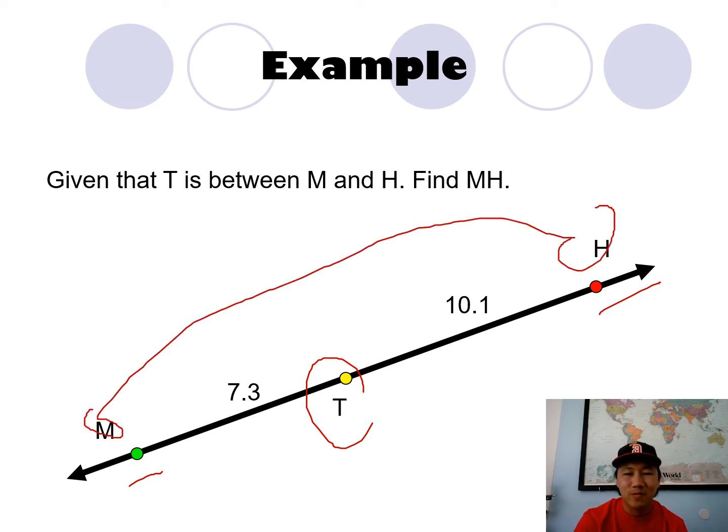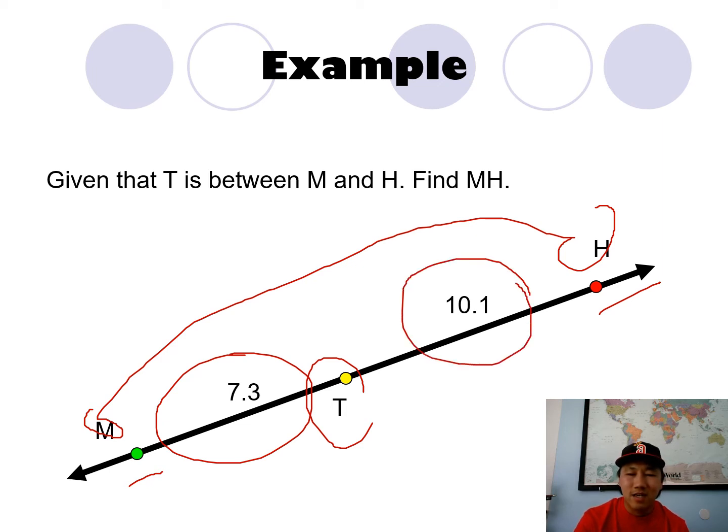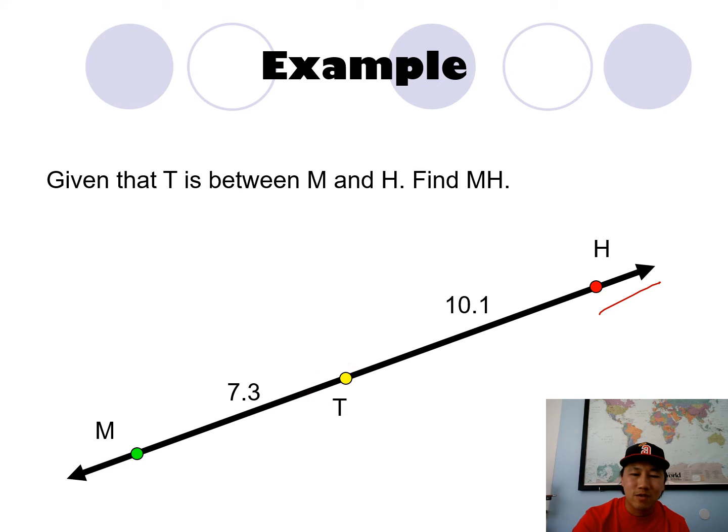Alright, so this is pretty easy. MT is 7.3, TH is 10.1, so all you got to do is add them up to get the whole distance. Very simple. Alright, 7.3 plus 10.1 if you want to use your calculator.